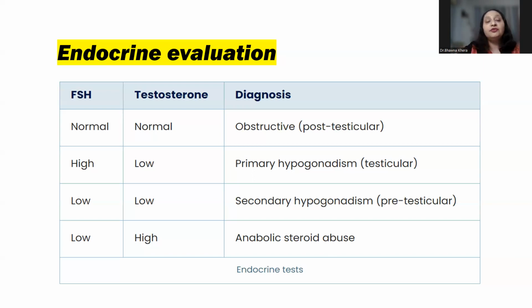Okay, so therefore looking at these values in the exam is a very important thing. Accordingly, you see what is the scenario and answer your question. So this way it is very, very easy to answer questions of male infertility.